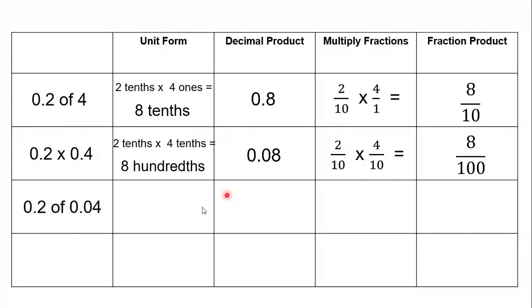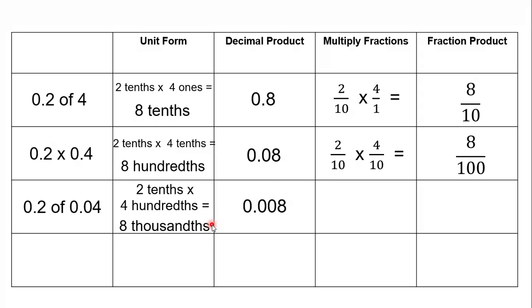Here we have 0 and 2 tenths of 0 and 4 hundredths. So we can rewrite this in unit form as 2 tenths times 4 hundredths. 2 times 4 is 8. Tenths times hundredths is thousandths. So we have 8 thousandths, which we can rewrite as 0 and 8 thousandths.